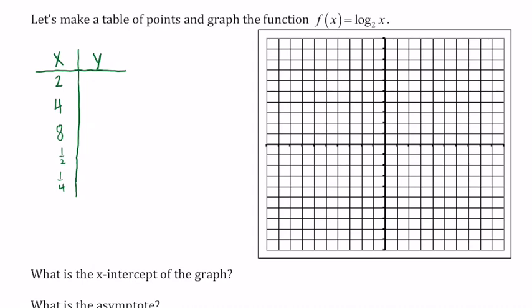To help us think about the graphs of logarithmic functions, let's consider the function f of x equals the logarithm base 2 of x and make a table of points to help us determine what the graph might look like. If we put in 2 to this function, we would have the logarithm base 2 of 2, which is 1. If we put in 4 for this function, we would have the logarithm base 2 of 4. 2 to the second power is 4, so our answer would be 2.